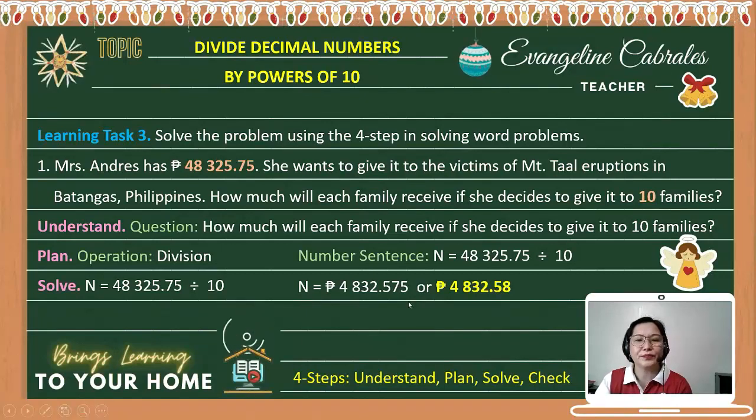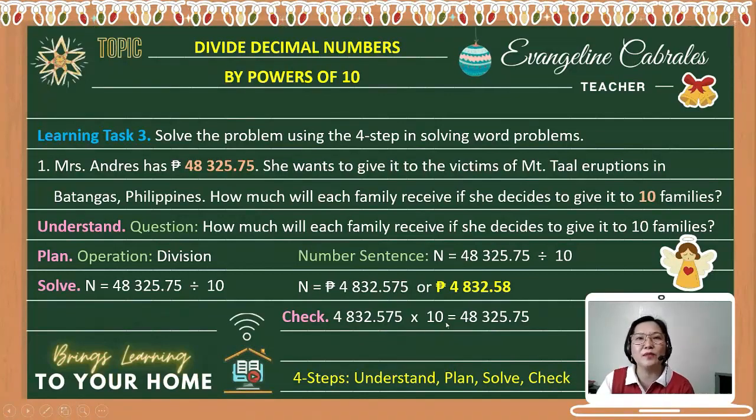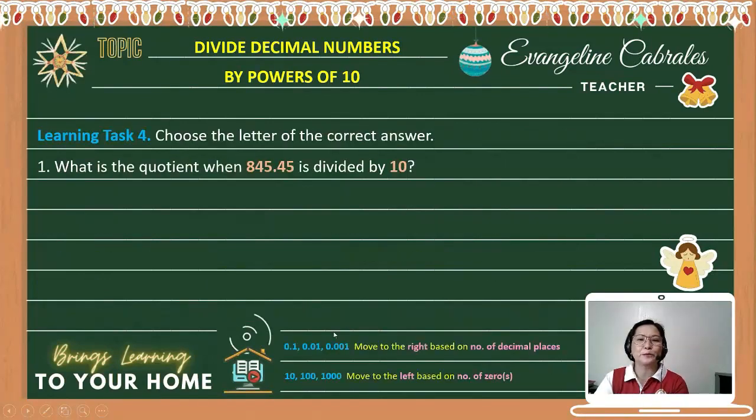And then, to check, you're going to multiply 4,832 and 575 thousandths, yung original na sagot, times 10, papunta saan ang movement? Papunta na sa kanan kasi ito ay multiplication. So, babalik siya doon sa original dividend, which is 48,325 and 75 hundredths. Okay?